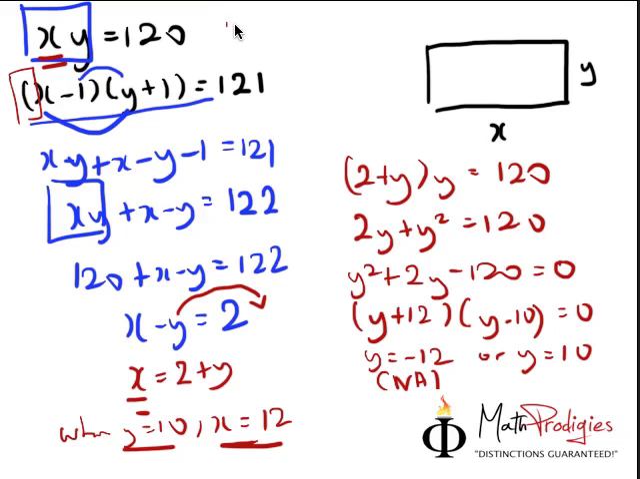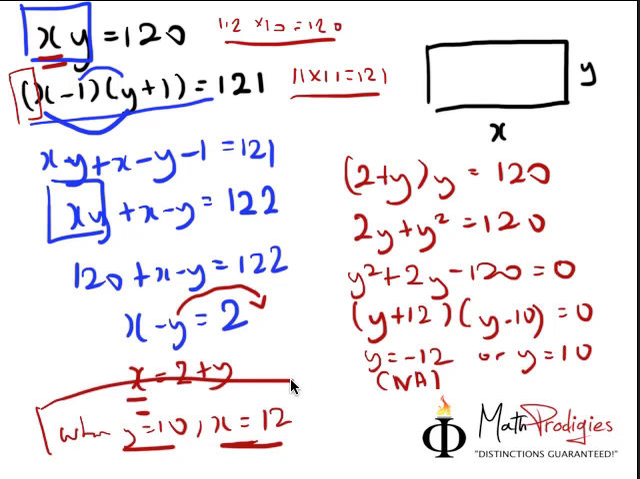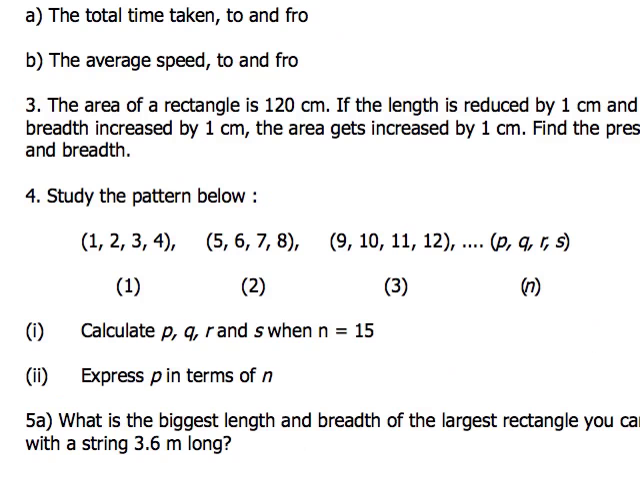12 times 10, do we get 120? Yes, we do. And 12 minus 1 gives you 11. 10 plus 1 gives you 11. So 11 times 11 gives you 121. Does it? Yes, it does. So the answer is y equals 10 and x equals 12. And that is the current length and breadth.